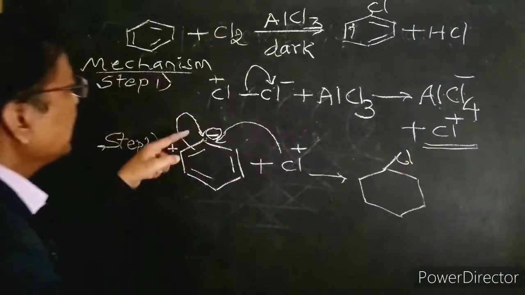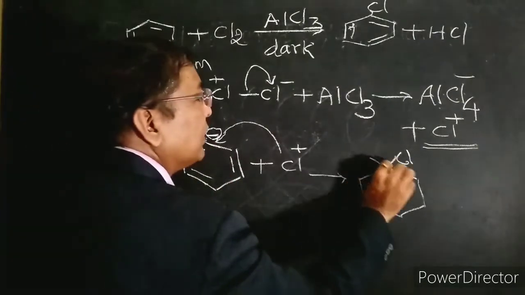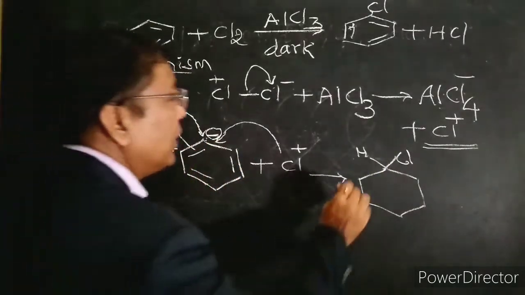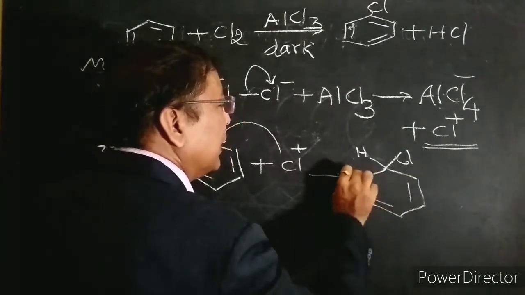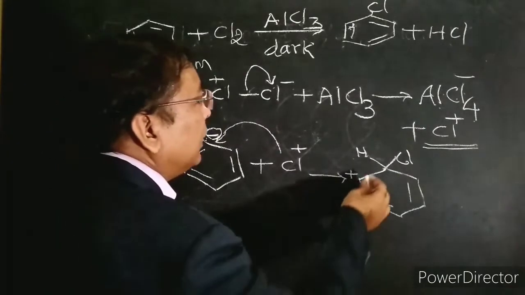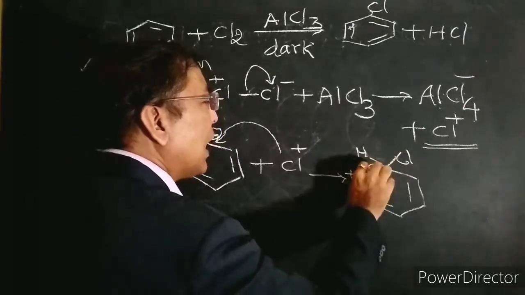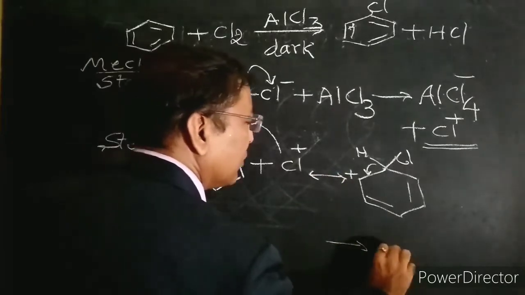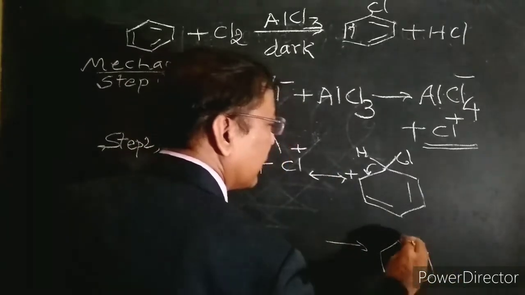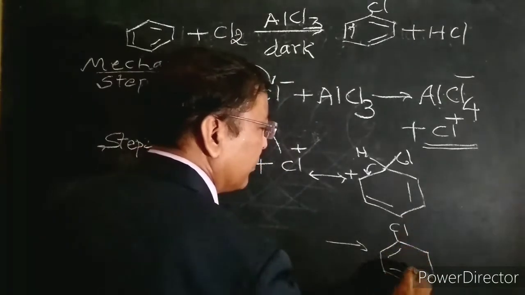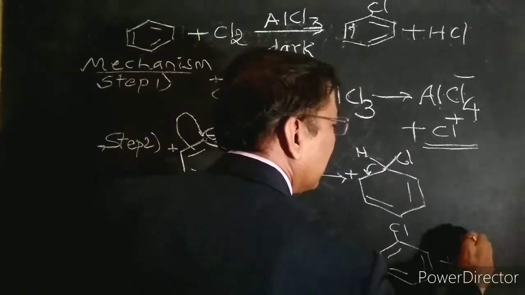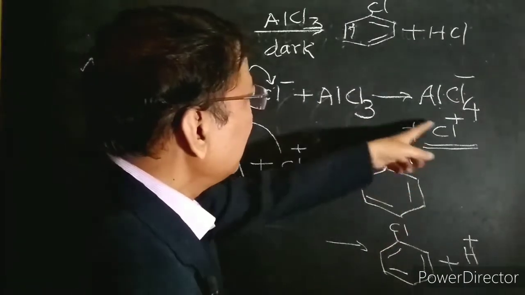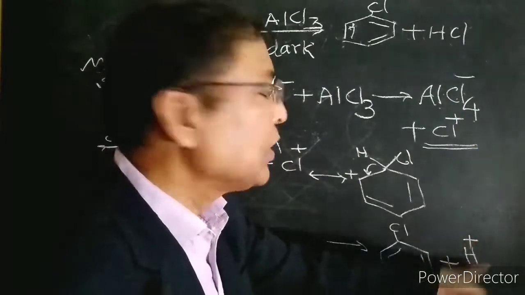This is Cl. At the same time, this carbon is also bonded with a hydrogen, right? Each carbon is bonded with one hydrogen in benzene. And now this carbon is positive. Therefore, it withdraws the electron from hydrogen and it restores the double bond. So, finally we get chlorobenzene plus H plus, that is proton. This proton will again react with AlCl4 and it forms HCl.